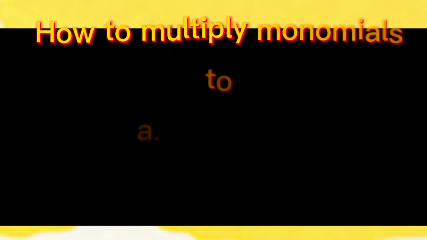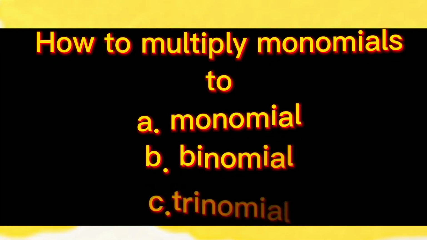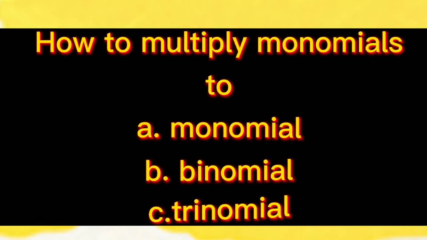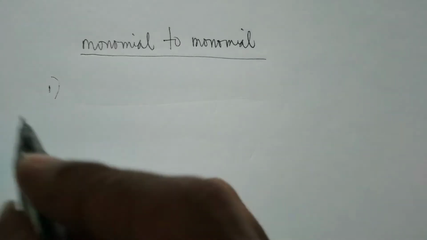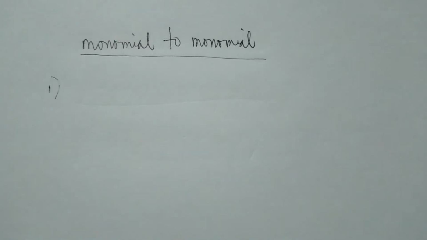Hello everyone, I'm going to show you how to multiply monomials to a monomial, a binomial, and a trinomial. Now let us have some examples of monomials multiplied to another monomial, a monomial multiplied to a binomial, and a monomial multiplied to a trinomial. So first we have the monomial to monomial.